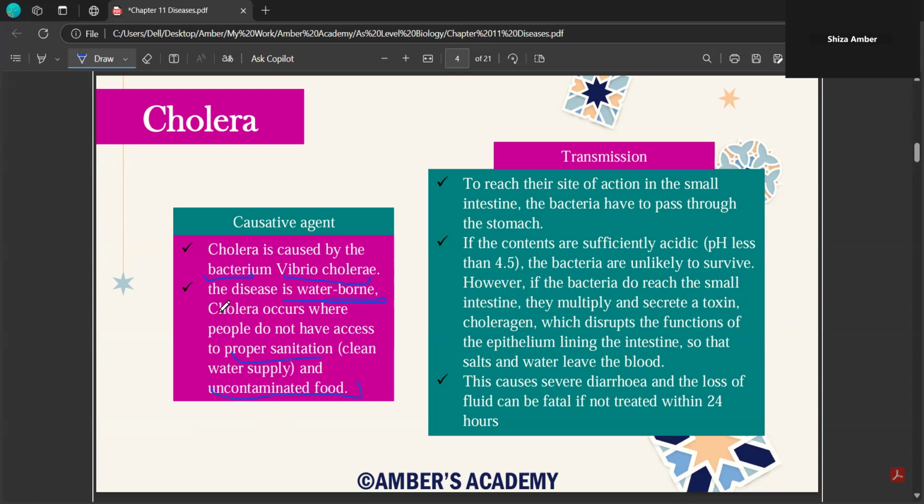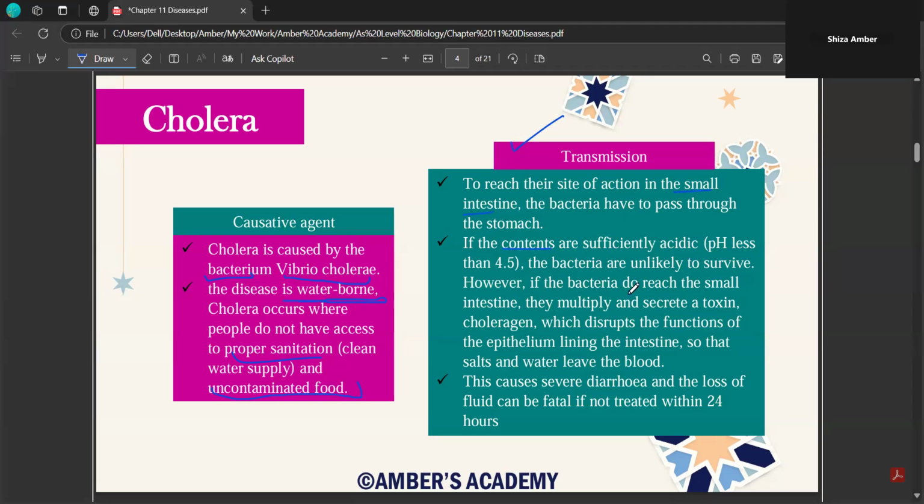So either of these is the causative agent of this bacterial disease, and usually it is waterborne. Then you need to know the transmission. It's very important to know how it reaches its site of action. The site of action of this bacteria is your small intestine, and the bacteria has to pass through the stomach. And if the contents are sufficiently acidic, the bacteria are unlikely to survive.